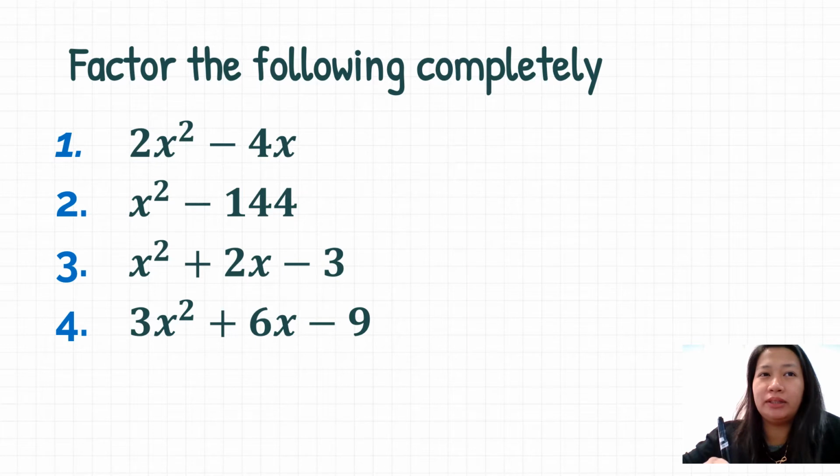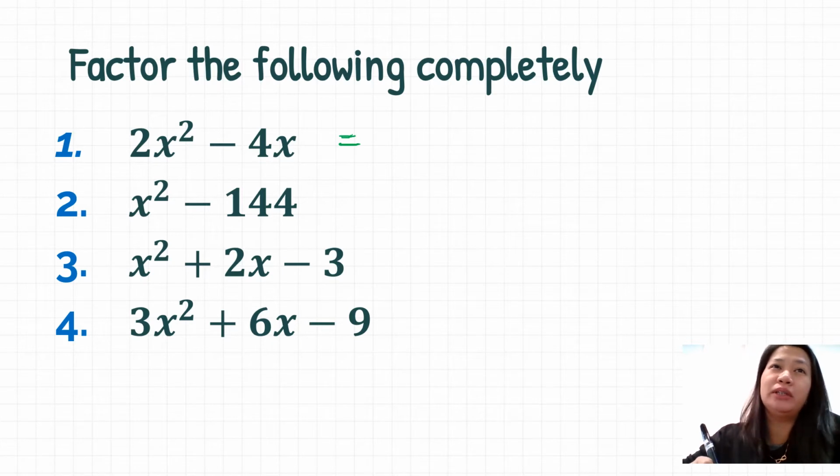Paano natin pina-factor si number 1? Okay, what we do is, if you are still familiar with the CMF, yung CMF na tinatawag natin, it's the common monomial factor. We get the GCF of this one. We get the GCF of the expression. So what's the GCF or the common monomial factor of 2x squared minus 4x? And that is 2x. Yun po yung common sa dalawa.